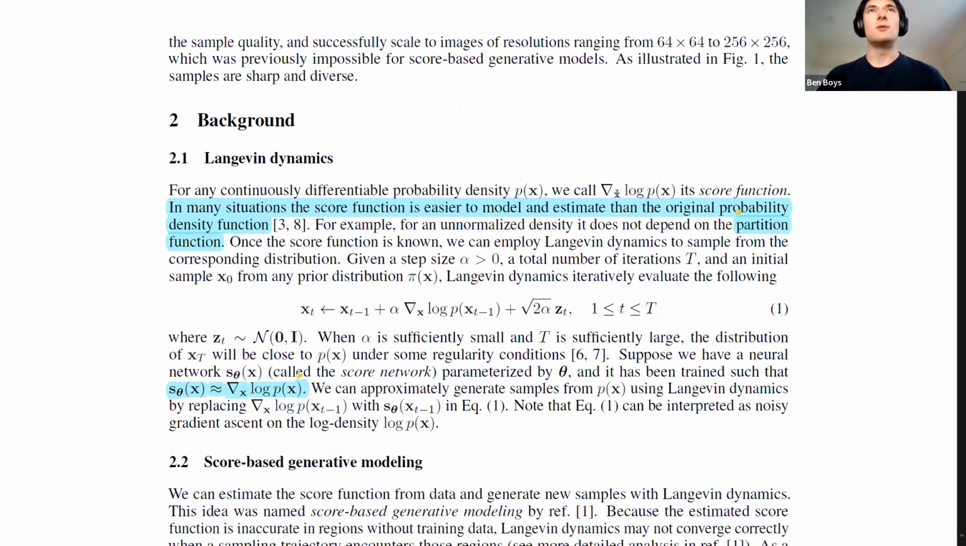Now, in many situations, the score function is easier to model and estimate than the original probability distribution, not least because evaluating P of x requires knowing something called the partition function, which is the normalizing constant of this distribution, because distributions must sum to 1. That's what defines them. But usually this partition function is a high dimensional intractable integral. So we want to avoid having to evaluate the probability density exactly.